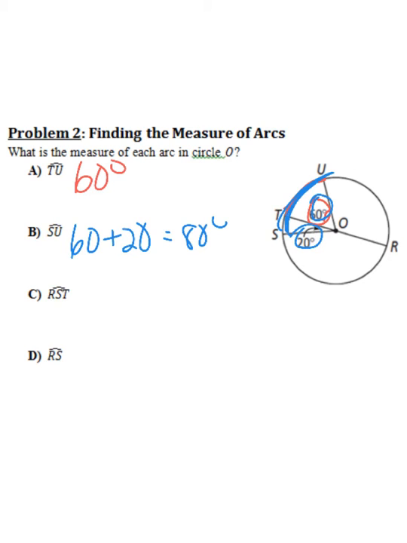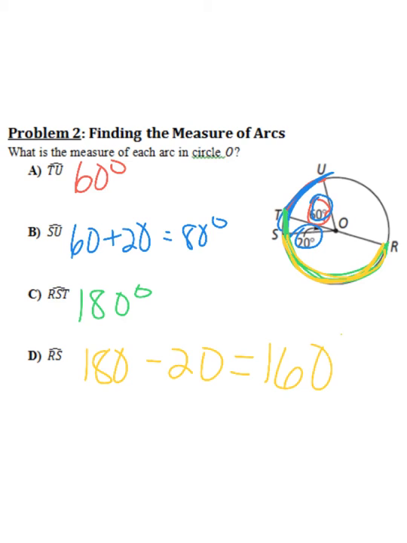For RST, you'll notice that this is a semicircle. Well, semicircles always have 180 degree measures. And for the last one, RS, if I just want this, you'll notice again RST was 180 and ST was 20, so I can subtract those away to get my angle for RS, which is a 160 degree arc.